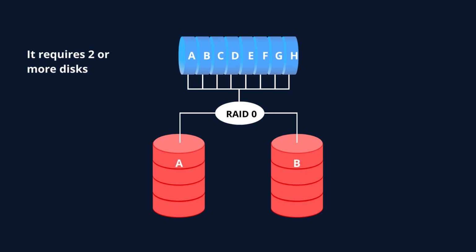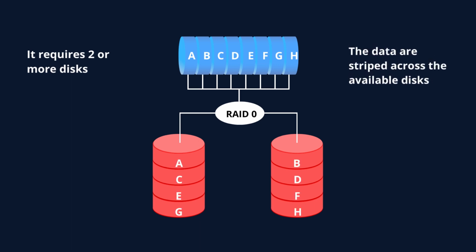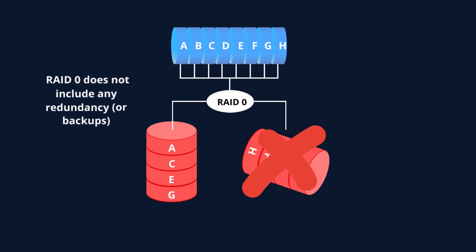The first level of RAID is RAID 0. For RAID 0, it requires 2 or more disks. The data are striped across the available disks. RAID 0 does not include any redundancy or backups.